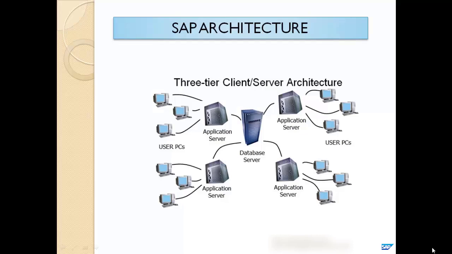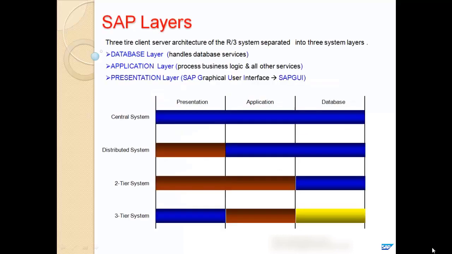As said, SAP runs on three layers: presentation layer, application layer and database layer. Database layer handles database services. It could be your Oracle, SQL, MaxDB, DB2. Application layer processes business logic and all other services. And presentation layer is nothing but your SAP GUI, graphical user interface.